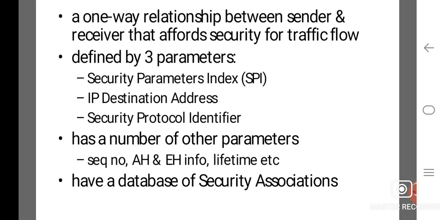It is defined by three parameters: security parameters index SPI, IP destination address, and security protocol identifier. It has a number of other parameters: sequence number, AH and ESP information, as well as the lifetime. It also has a database of security associations.